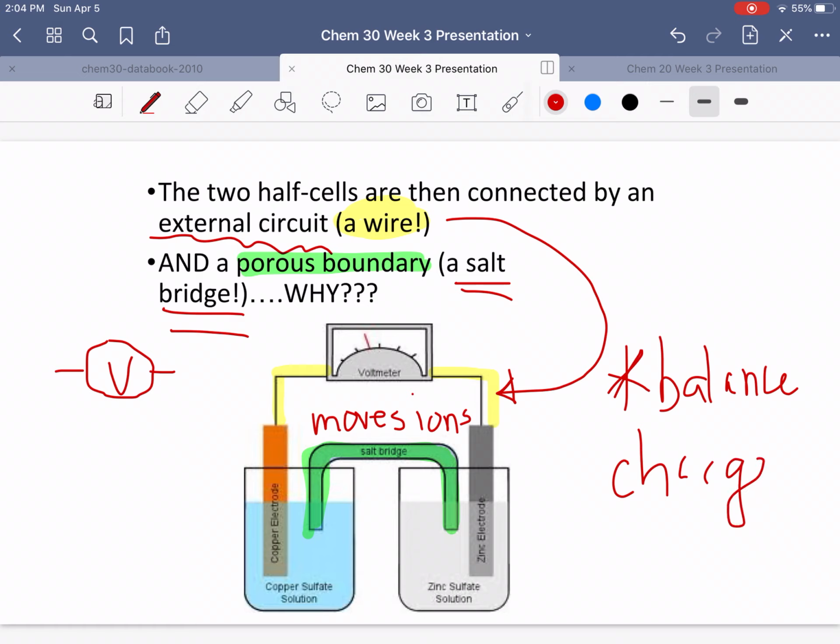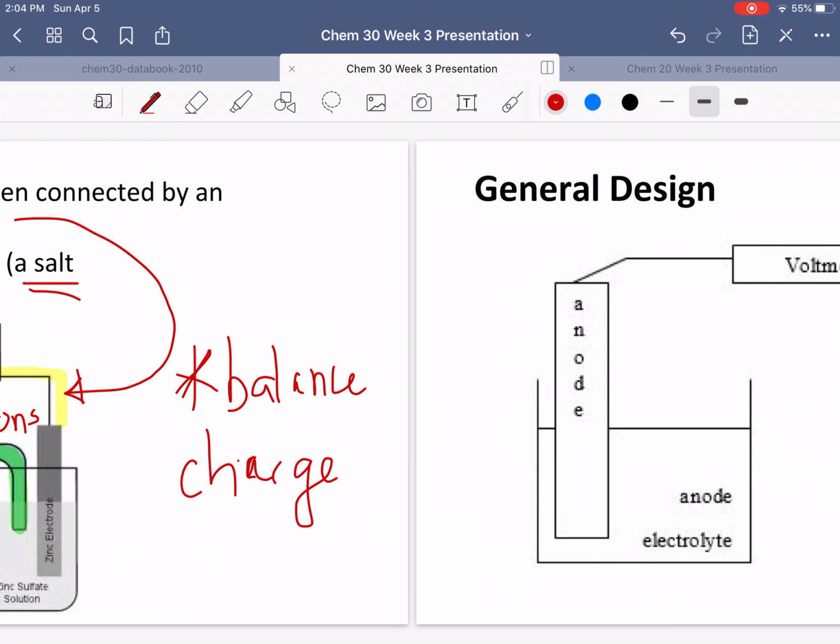Ultimately, a voltaic cell would still work without a salt bridge, but for a super short amount of time, because you'd end up with such an imbalance of charge where one of the electrodes becomes so positive in one section, the other becomes so negative, that we stop the flow. So that salt bridge allows us for a balancing of charge to allow for the continual flow of electrons. It's a pretty important thing. Okay, let's keep going here.